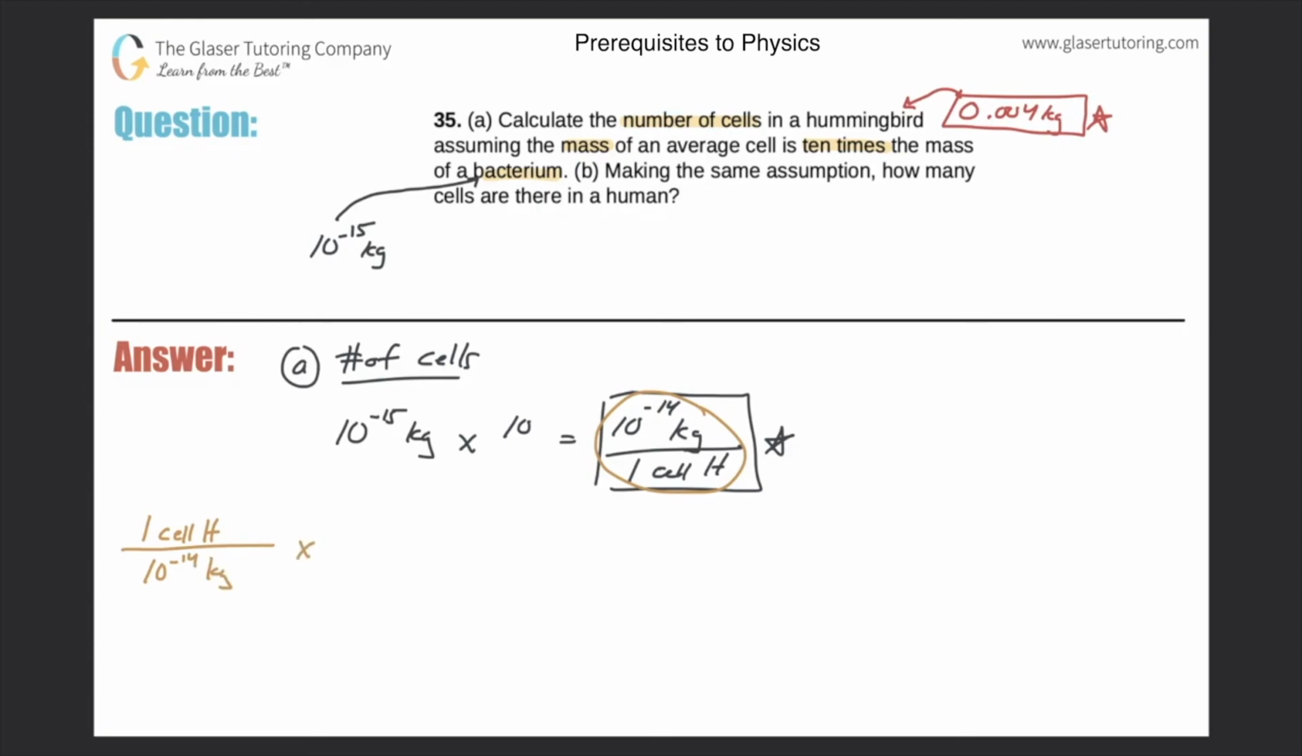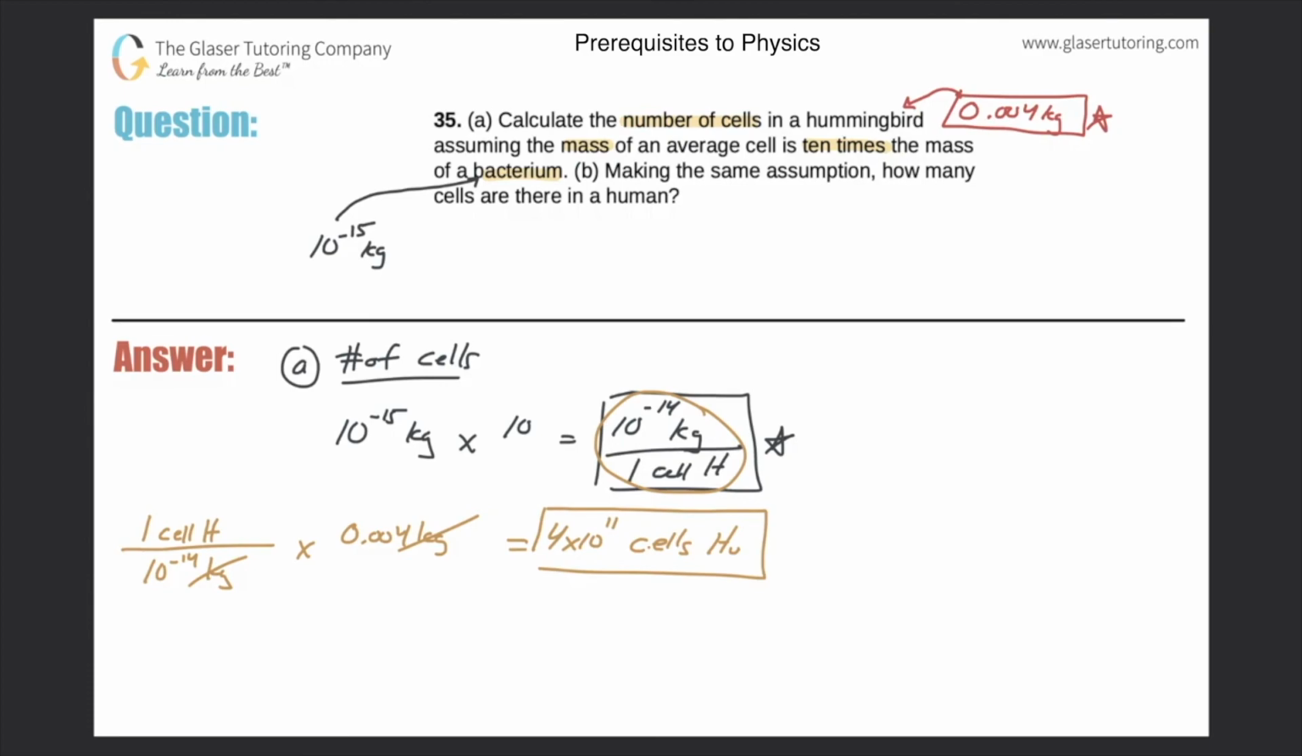Now notice, if I multiply this by the total mass of the hummingbird itself, 0.004 kilograms, the kilograms will cancel. And this will tell me the number of cells that are in the hummingbird. So that's the ending unit: number of cells in a hummingbird. All I need to do is take out my calculator, 0.004, and divide it by 10 raised to the negative 14. This works out to approximately 4 times 10 raised to the 11 cells. Okay, wonderful. So that takes care of part A.